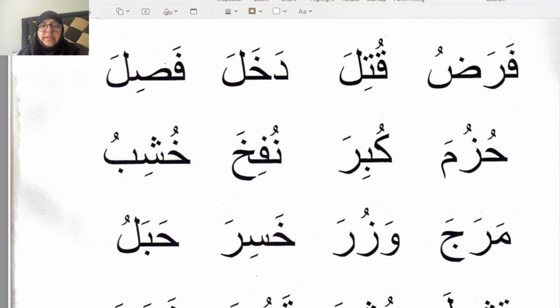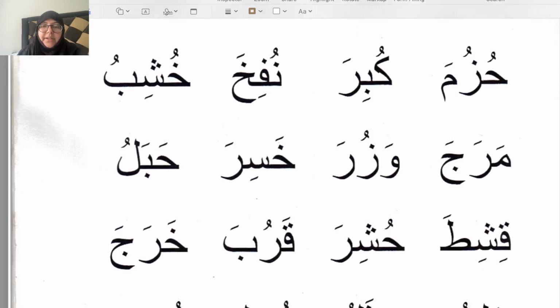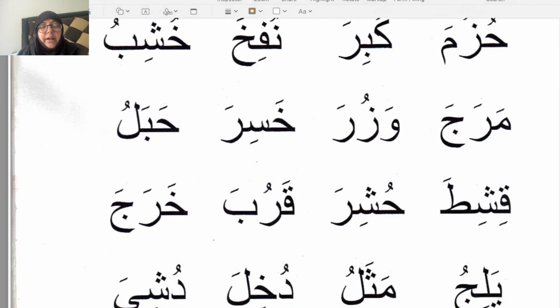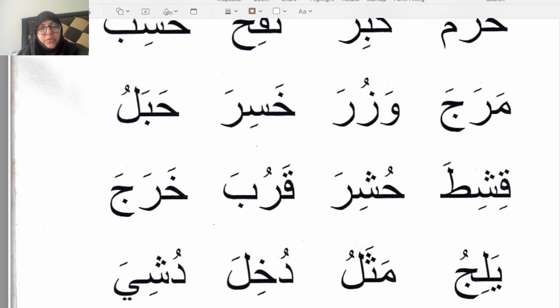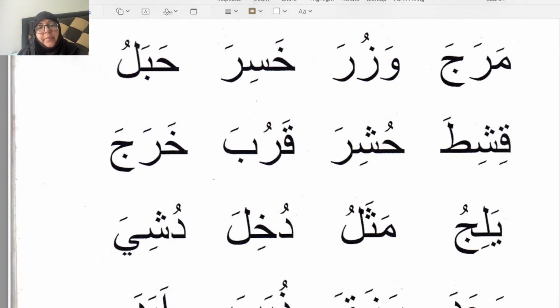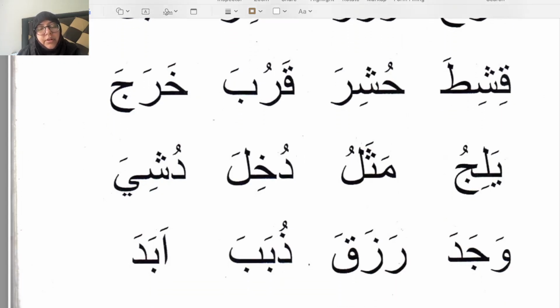Faradu, qutila, dakhala, fasila. Huzuma, kubira, nufikha, khushibu, maraja. Vuzura, khasira, habalu, qishitwa, hushira, qaruba, kharaja, yaliju, mathalu, dukhila, dushiya, wajada, razaqa, zubaba, abada.